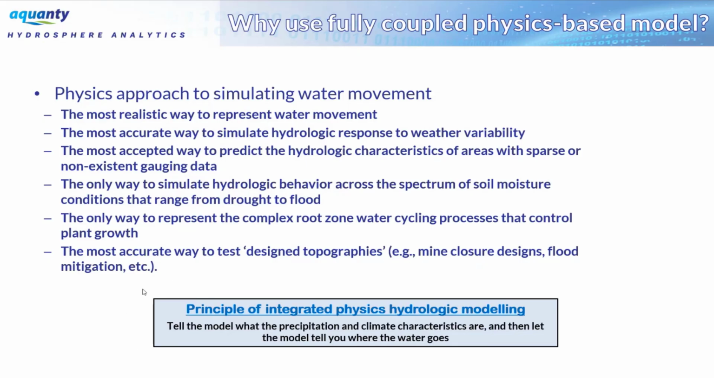But yeah, the principle of working with an integrated physics-based hydrologic model is to just let the model tell the model what the precipitation and climate characteristics are, and then be kind of hands-off. Let the model tell you where the water goes. This is something that can be a little bit of a paradigm shift for people who come from a surface water or a groundwater only background.